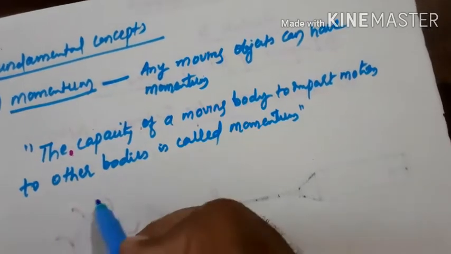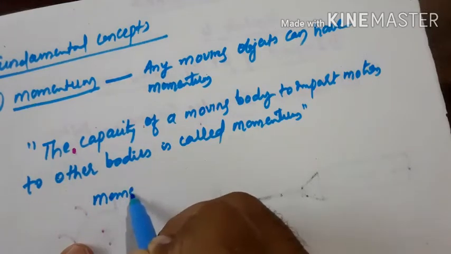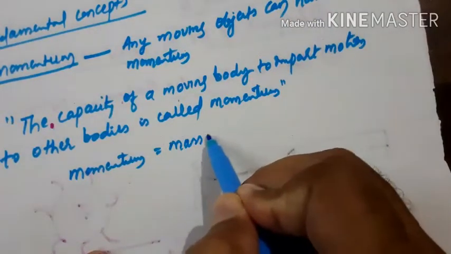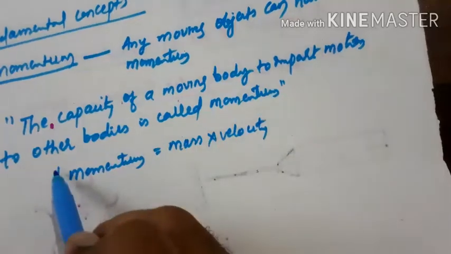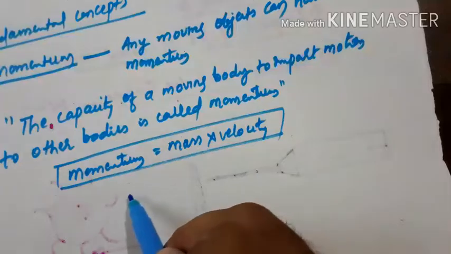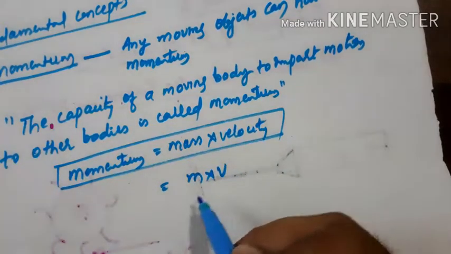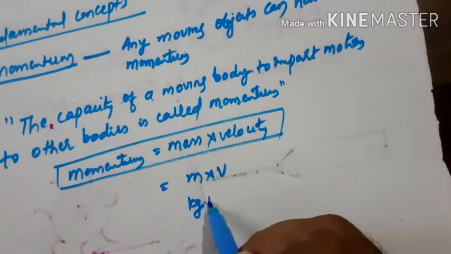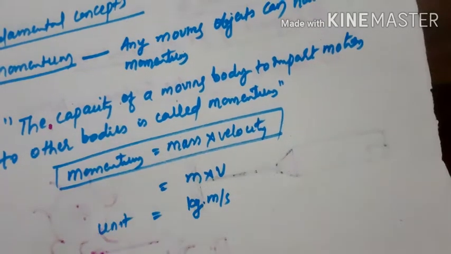Then how do you write the mathematical equation? Momentum is the product of mass into velocity, so it can be written as mass into velocity. What is the unit of momentum? The mass is measured in kg and the velocity in meter per second, so this is the unit of momentum.